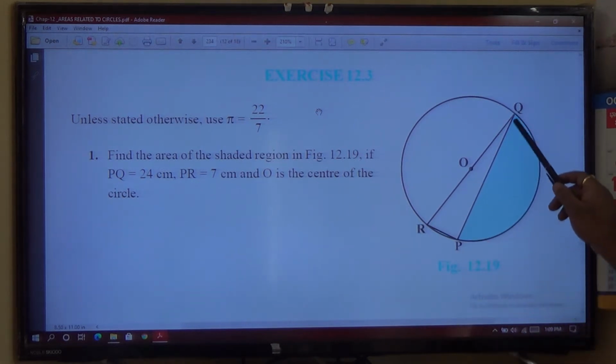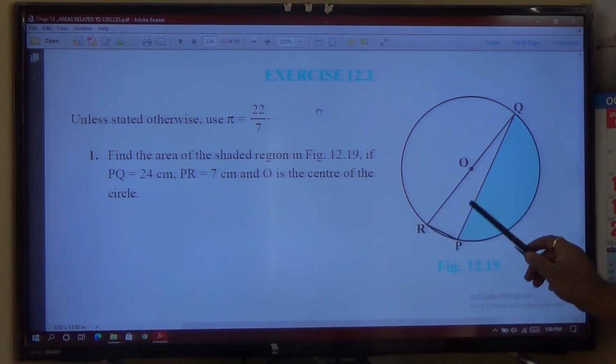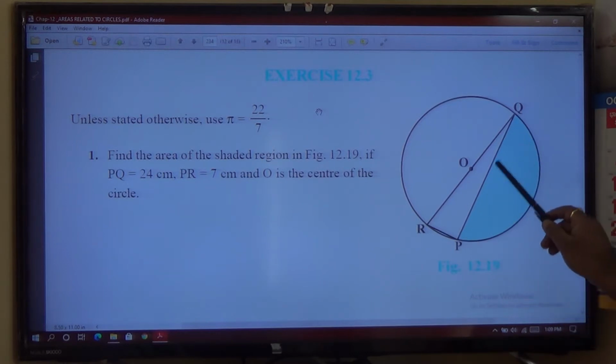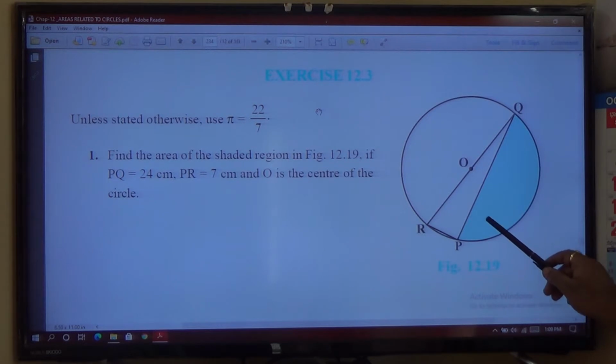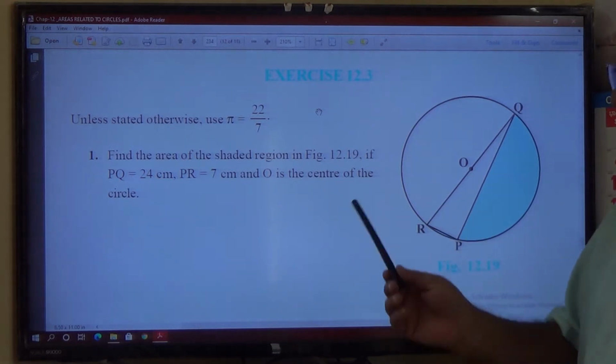So dimensions given are PQ and PR. These two dimensions are given to us, and definitely you know the angle in a semicircle should be 90 degree, and therefore RPQ is a right triangle with right angle at P, and we need to find out the area of the shaded region. Area of the shaded region is equal to area of the semicircle minus area of the triangle. Unless we calculate the radius, we will not come to know. So let us solve this on the board now.